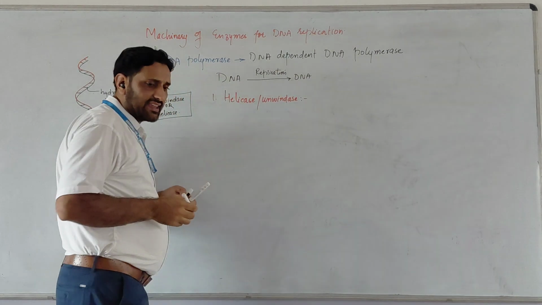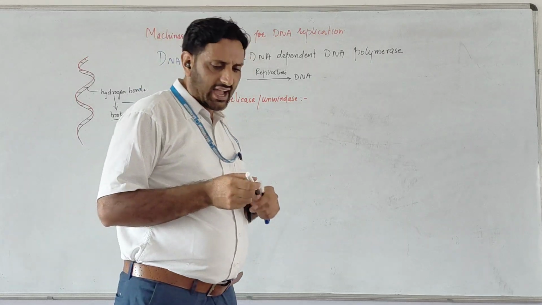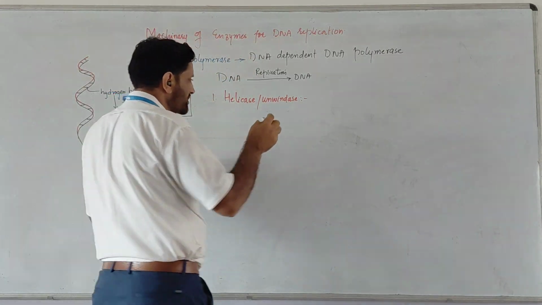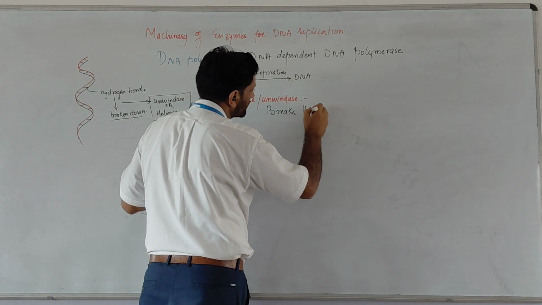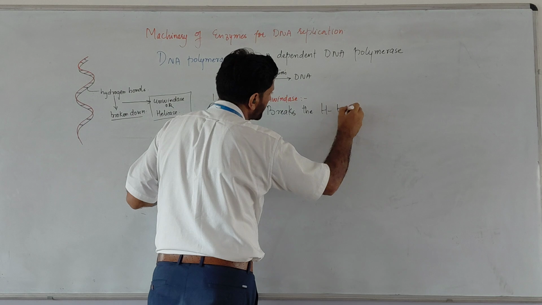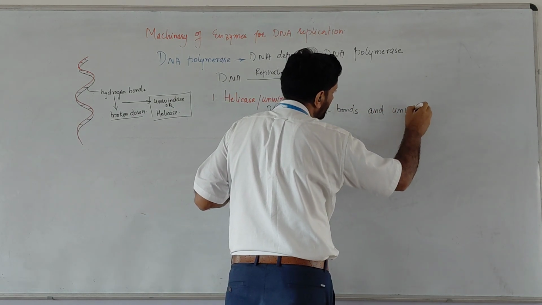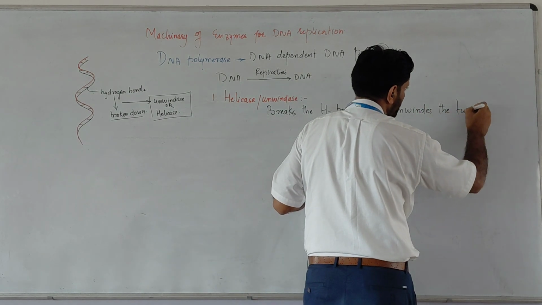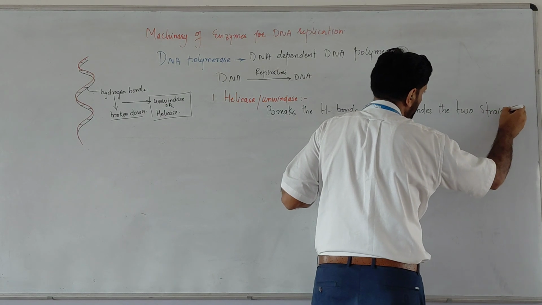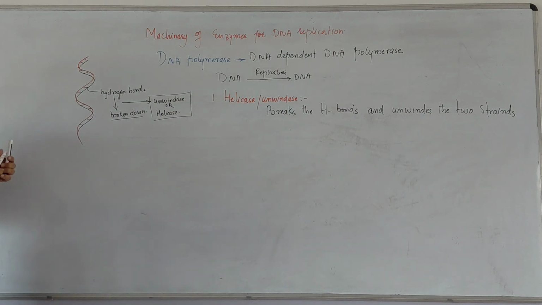This unwindase is the enzyme which breaks the hydrogen bonds and unwinds the two strands. Suppose this helix, these two strands, have been unwound.